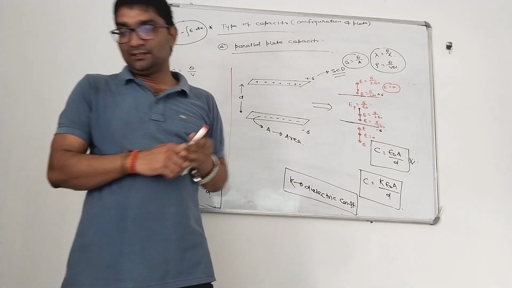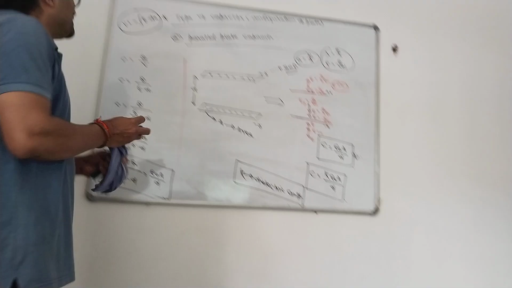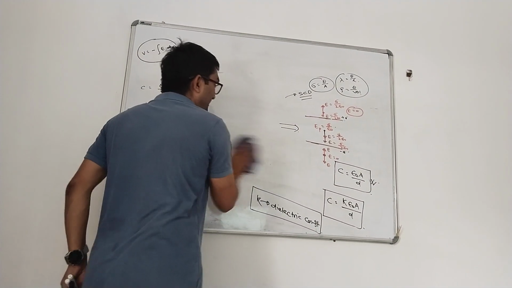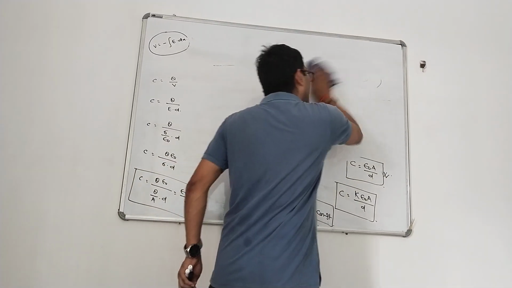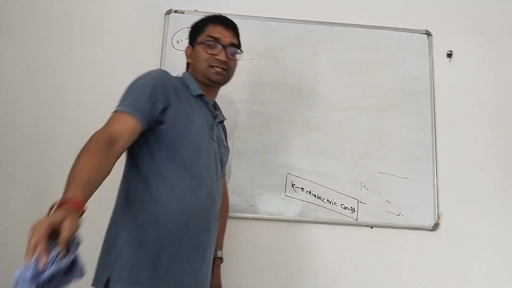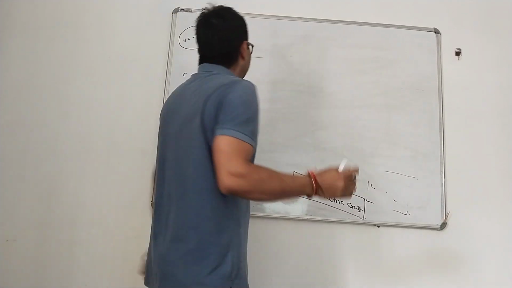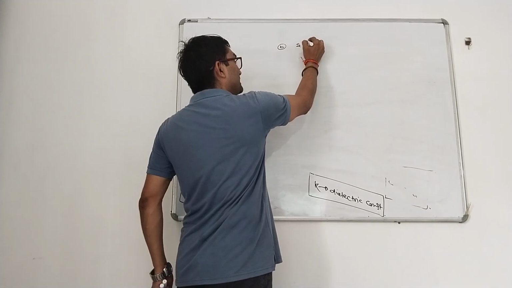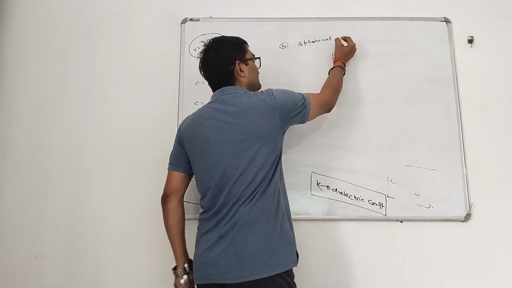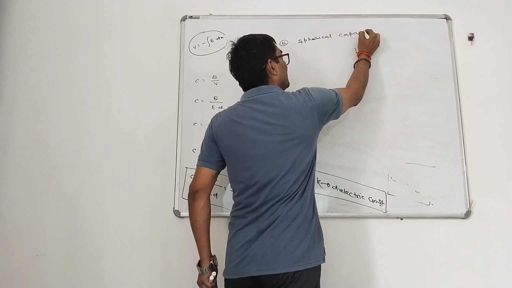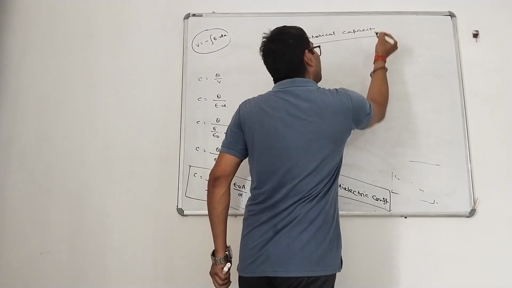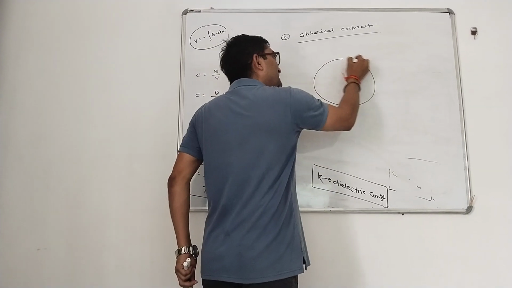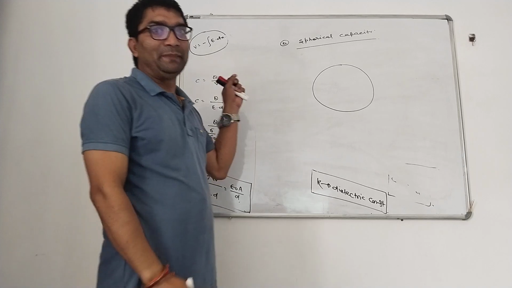Second type of capacitor is a spherical plate capacitor. Then I will discuss cylindrical plate capacitor, and then I will discuss Z-shaped capacitor. So this is the spherical capacitor. I will only write the result here because their derivation is based on a simple mathematical concept.